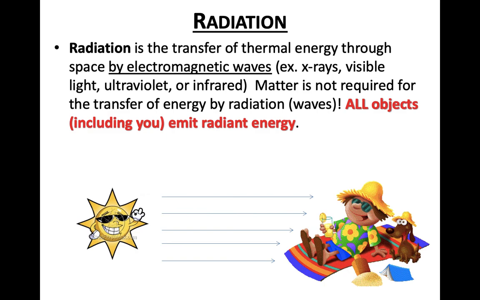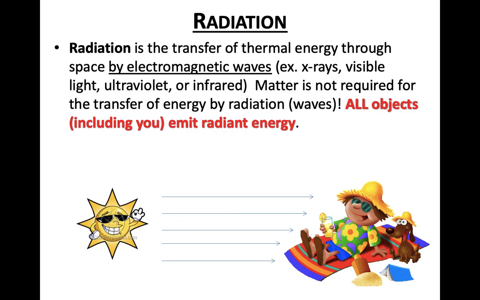All objects, including you and myself, emit radiant energy. So what humans do is we give off infrared radiation. Now, a lot of this radiation is not visible to the naked eye. We usually feel radiation in the form of heat.